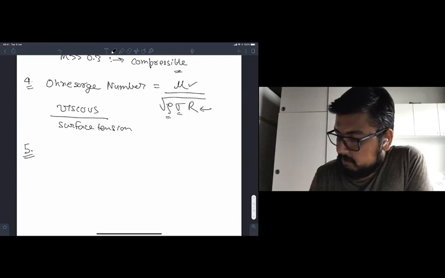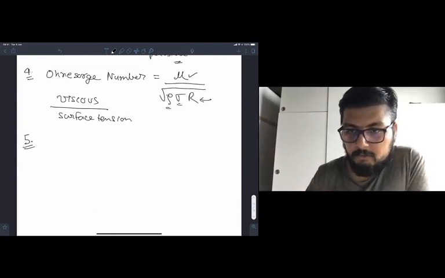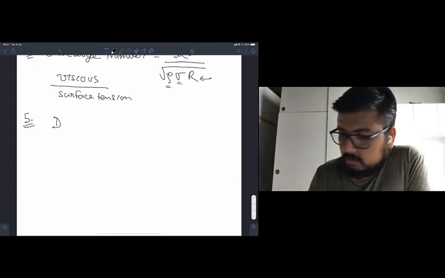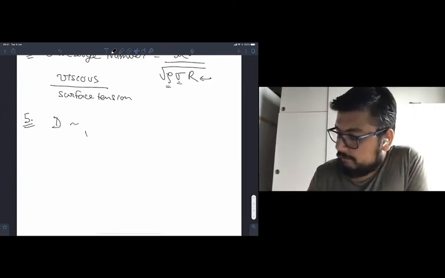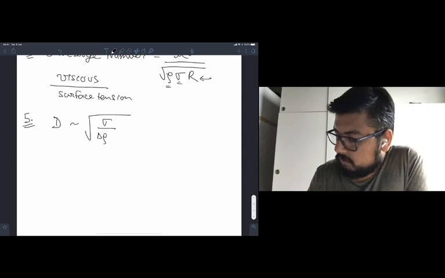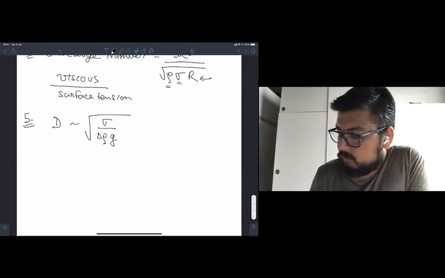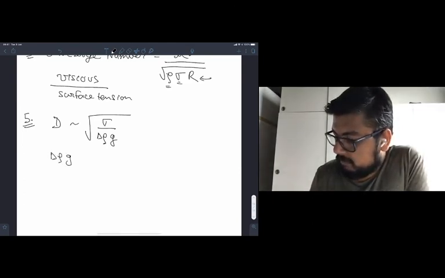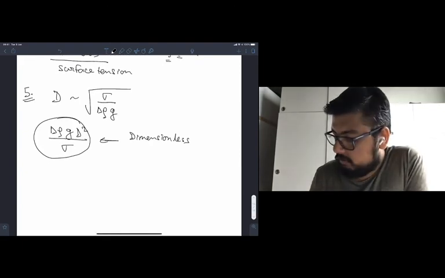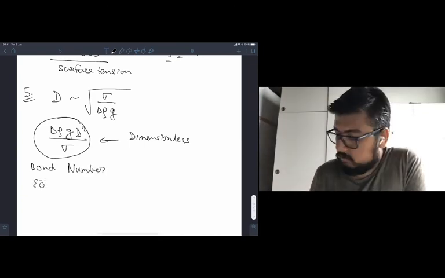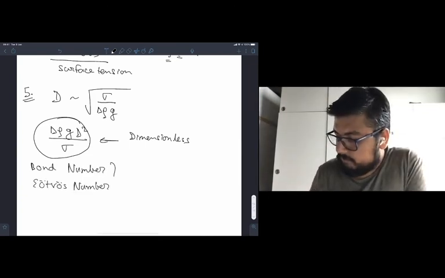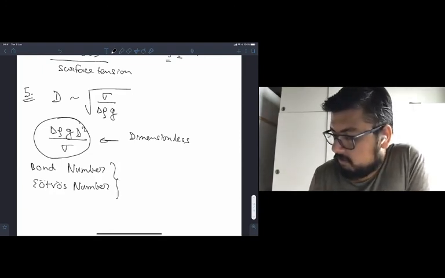Similarly, if we remember the case of bubble pinch off from an orifice, then we found out that this diameter d of the orifice was proportional to sigma upon delta rho times g. So if we divide the two sides and then square it, so basically if we bring out something like this, then this also is dimensionless. And this particular number is called either a Bond number or an Eötvös number. So again, depending on who you ask, you can get different answers to the name.